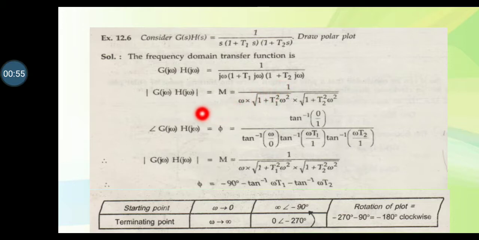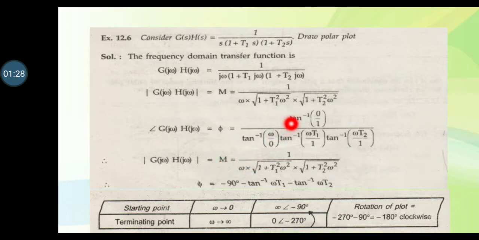Angle will be equal to the angle of G(jω)H(jω), which is φ = tan⁻¹(0/1) − tan⁻¹(ω/0) − tan⁻¹(ωT1/1) − tan⁻¹(ωT2/1). So the magnitude of G(jω)H(jω) is M = 1 / [ω √(1 + T1²ω²) √(1 + T2²ω²)].